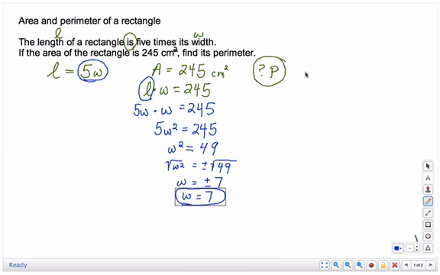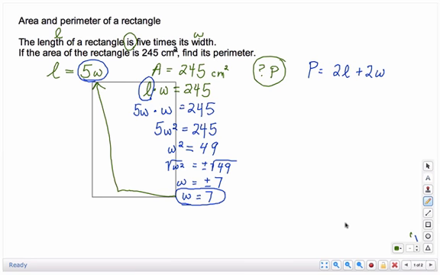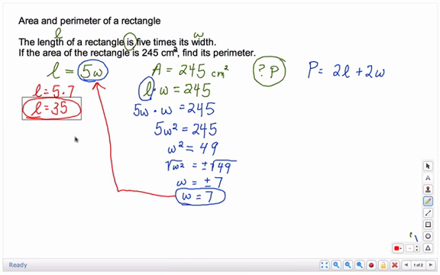Our goal is to find the perimeter, and for the perimeter we need twice the length plus twice the width. We need to know both of our dimensions. So we're going to take this width and plug it back into this equation up here. And so you get length equals 5 times W. W is 7. So length is 35. Okay, so now we have our length and we have our width.